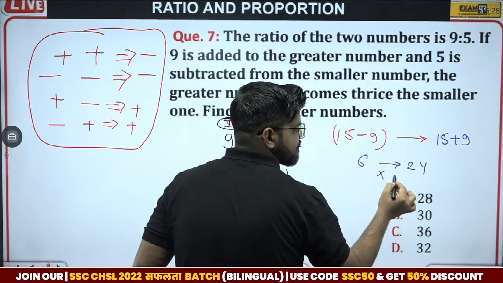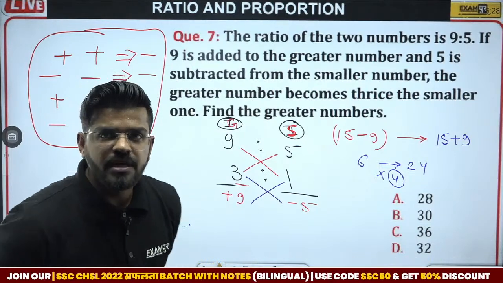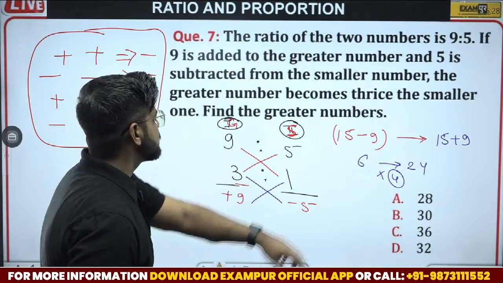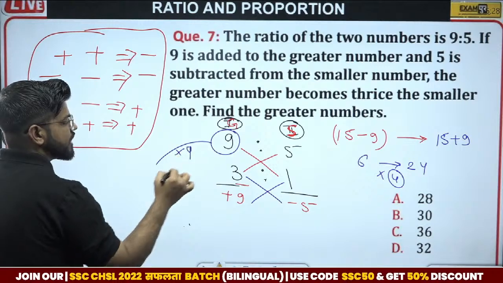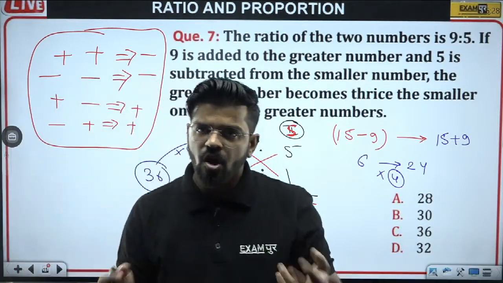What is the multiplying factor here? Multiplying factor is 4. Very good. Okay, so what we have to calculate? What is the greatest number? So here is the greatest number. Just multiply by 4 and my answer is 36. So this is the normal method.